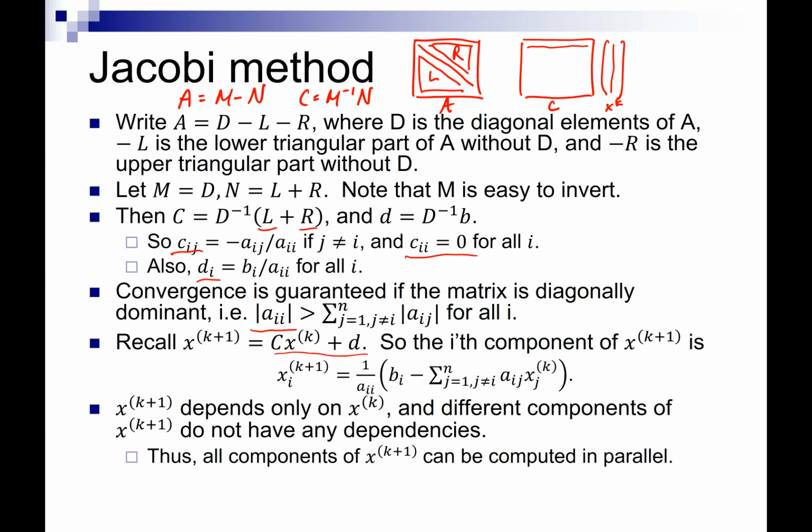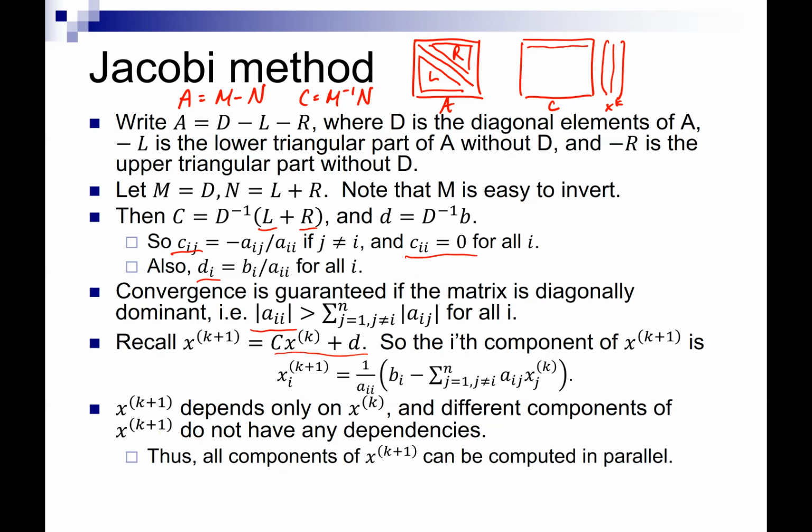Therefore, if we've already computed x of k, since that's all we need for x of k plus 1, and since all of these coordinates don't have any dependencies, we can compute all the components of x of k plus 1 in parallel.